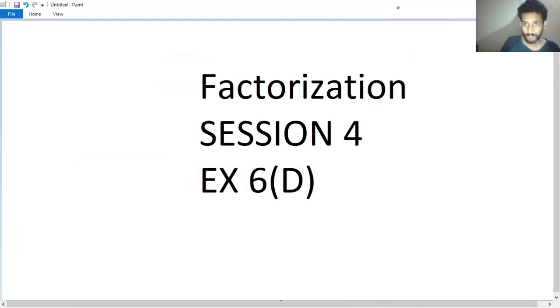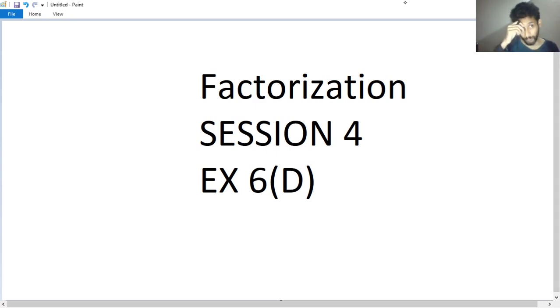So hello everyone, today your session will be about factorization and it will be session 4, and we will be doing the exercise 6D. So I guess you have completed exercise 6C without any doubts and everything.